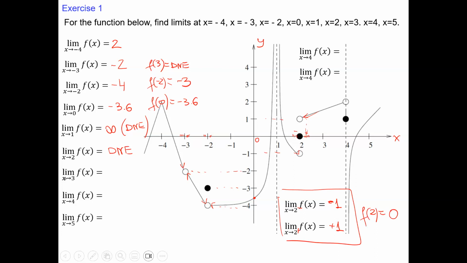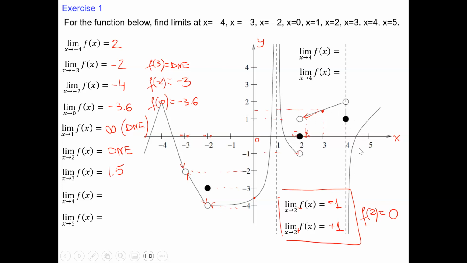Okay. Now, the limit as x approaches 3, no problem. The function is continuous. I think with the same limit as the value, 1.5. Okay, 4. At 4, something is going on. Different situation on the left, different situation on the right, and different situation at 4. The value at 4, the solid dot, is 1.